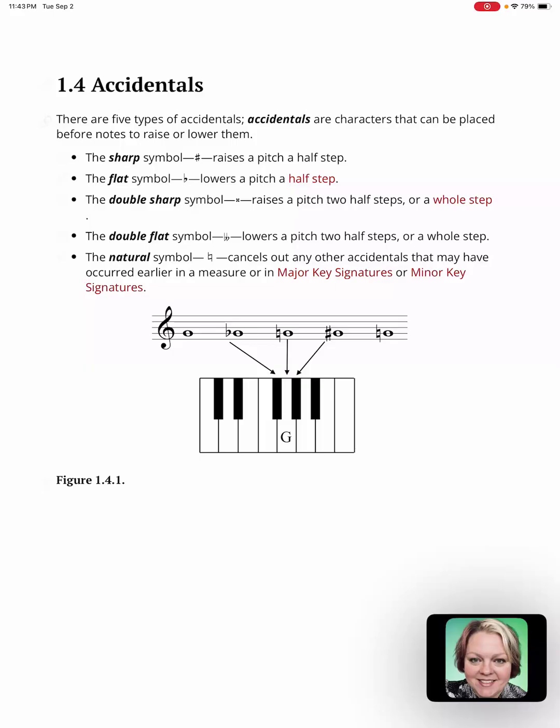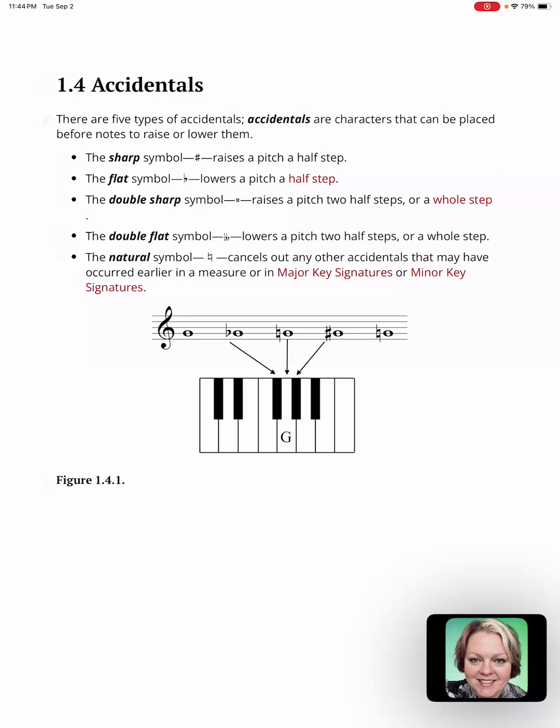Of course, last week we also looked at keyboards, or photos of keyboards at least, so we could figure out how to label the A's, B's, C's, D's, E's, F's, and G's. Those took care of the white keys on a keyboard. So what we're going to do starting with this section 1.4 is start to also explore the black keys as well. If you follow along with me at the top of the page, it says there are 5 types of accidentals. Accidentals are characters that can be placed before notes to raise or lower them.